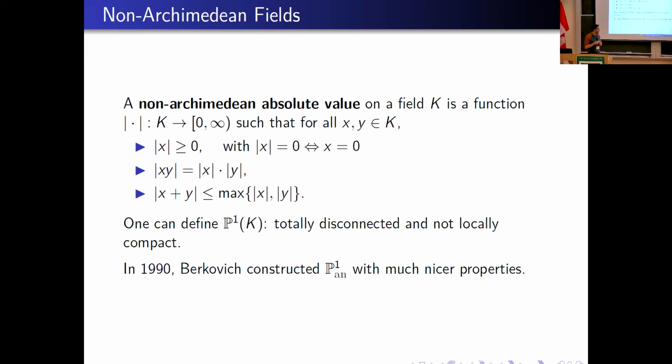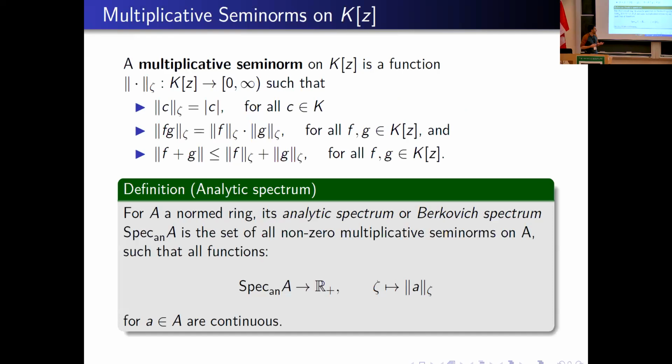In the 90s, Berkovich constructed a much nicer object, which is now called the Berkovich projective line, and has, as I said, much nicer properties. So let me now introduce this object. It starts with the multiplicative semi-norms on your space of polynomials. The multiplicative semi-norms are semi-norms that are extending your absolute values.